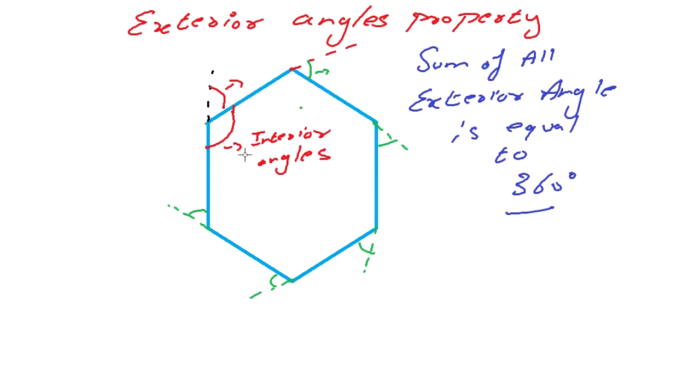This is not only for a hexagon, it is for any polygon with any number of sides. For a polygon with any number of sides, the sum of all exterior angles will be equal to 360 degrees. To find the exterior angle, you will have to extend one of the lines and then measure the angle between that line and the extended line. That will give you the exterior angle for that particular line.